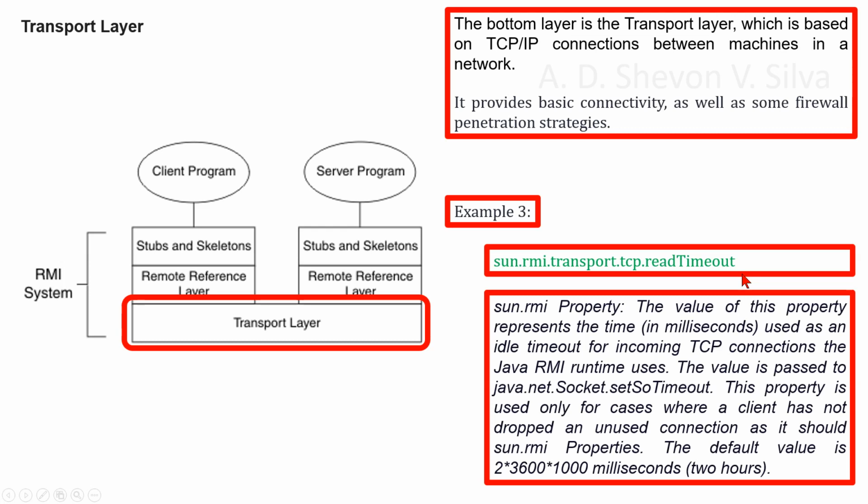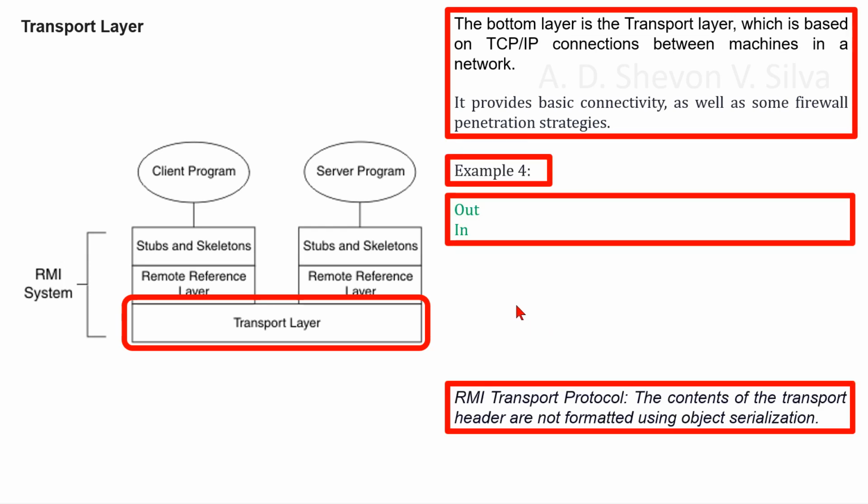The value is passed to java.net.Socket.setSoTimeout. This property is used only for cases where a client has not dropped an unusual connection as it should, in sun.rmi properties. The default value is 2 multiplied by 3600 multiplied by 1000 milliseconds, that is 2 hours.